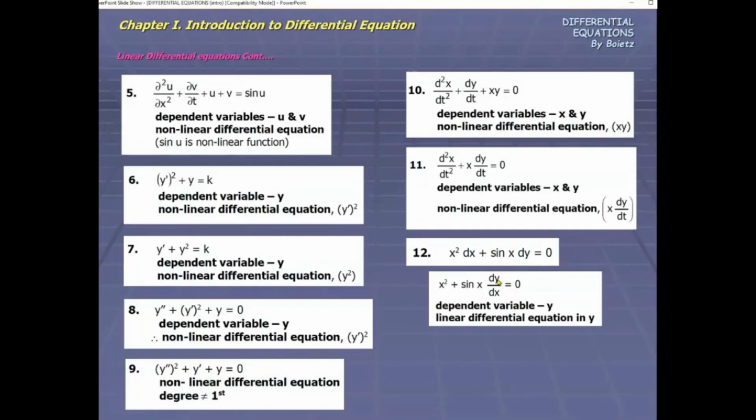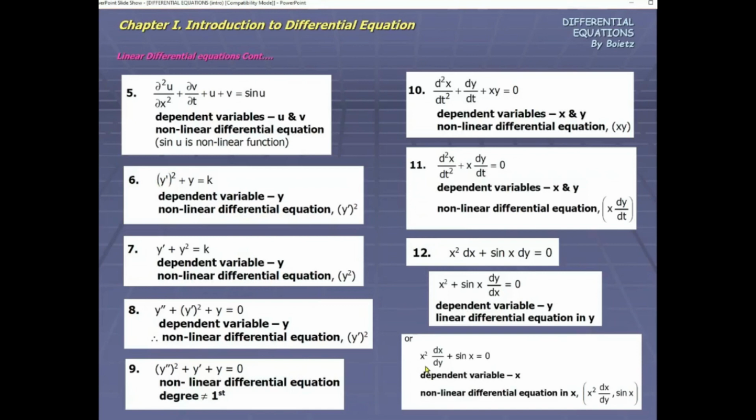Okay, ang dependent mo dito, y. So here, this one is independent variable. Ito, independent variable. So nag-iisa lang yung power ng dy over dx. Hindi naman siya minultiply sa another dependent variable. This one is independent. So therefore, linear siya. Linear differential equation in y.